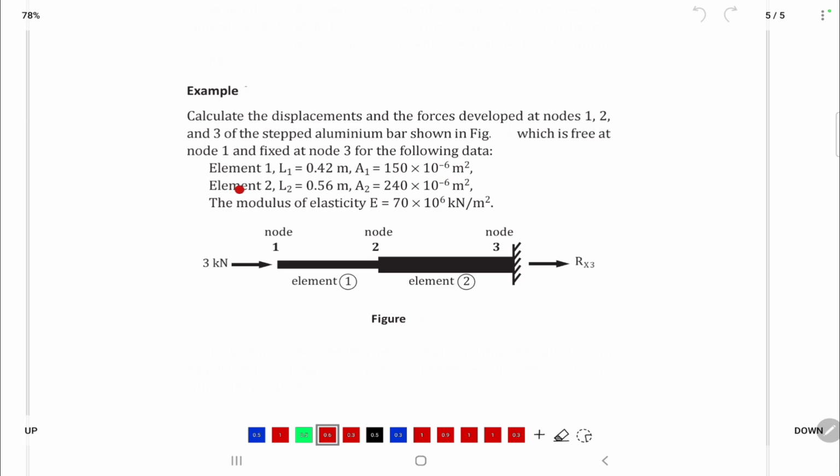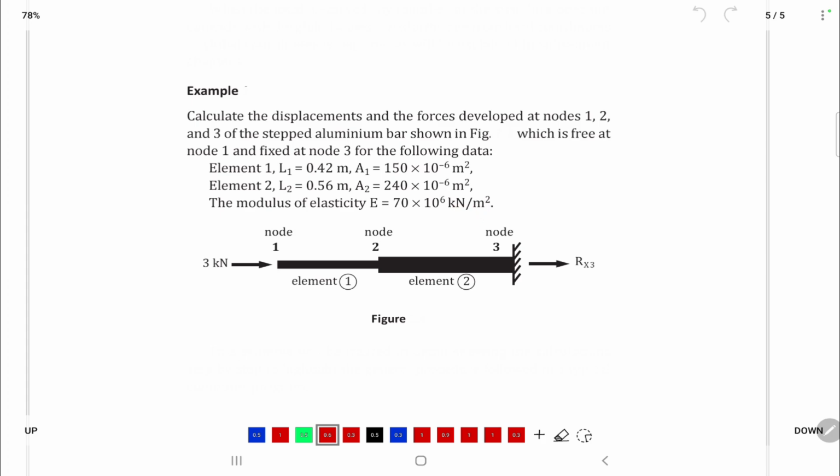The same thing for member 2 or element 2. The length is 0.56 meter, A2 is 240 multiplied by 10 to the minus 6. The modulus of elasticity is 70 multiplied by 10 to the 6 kilonewton per meter squared.